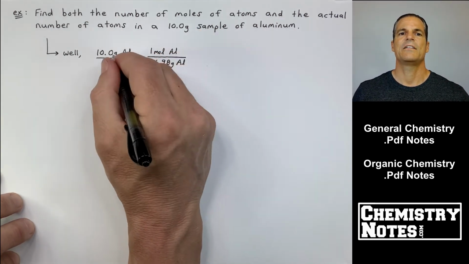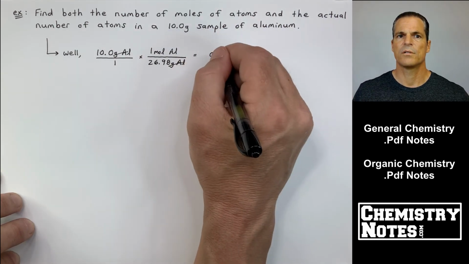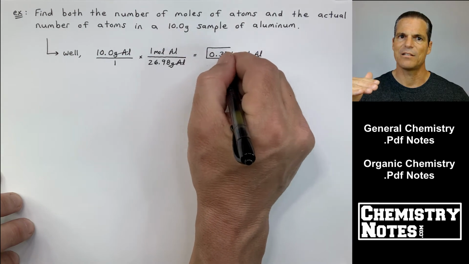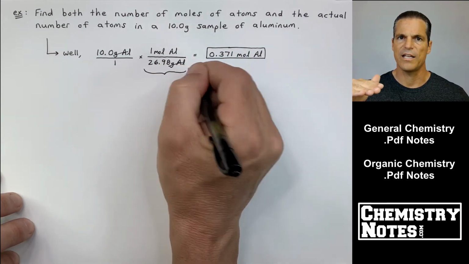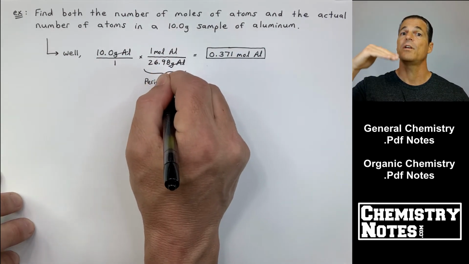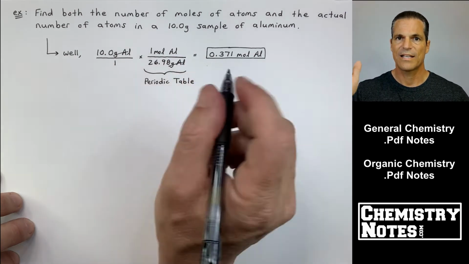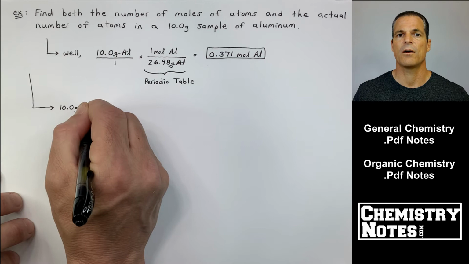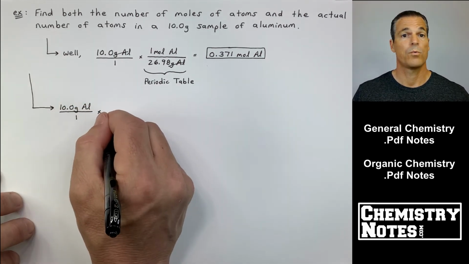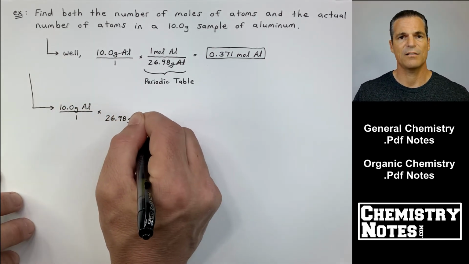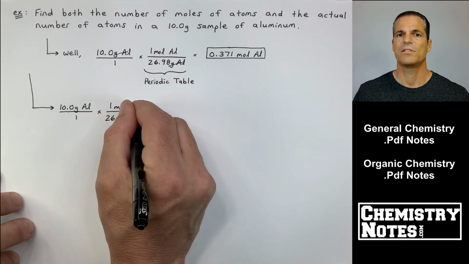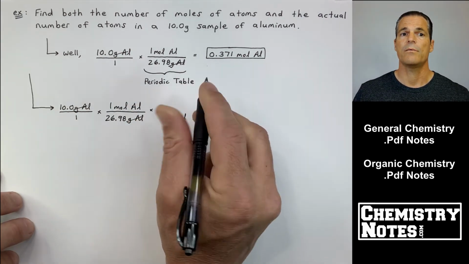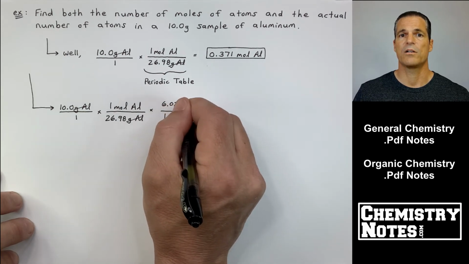I need to go from grams to moles. So if I have grams in the numerator, then I'm going to divide by the atomic mass: 26.98 grams aluminum on the bottom for every 1 mole of aluminum. Cancel grams of aluminum, and the only units left are moles of aluminum. We started with 3 sig figs, so our answer is 3 sig figs: 0.371 moles Al.